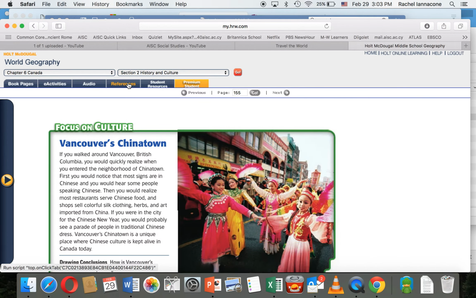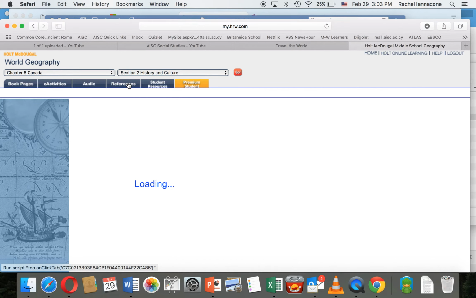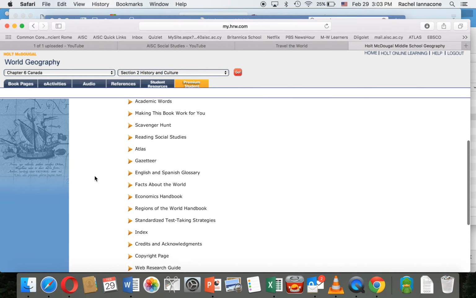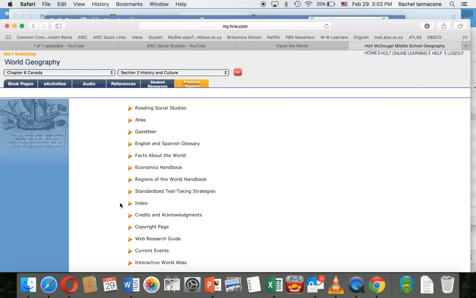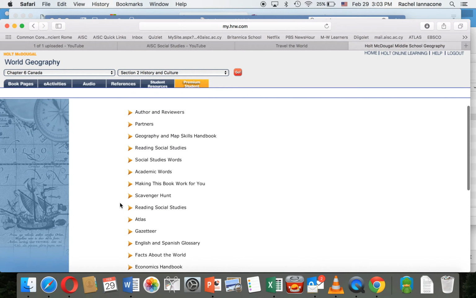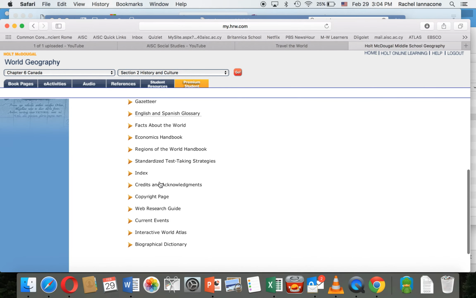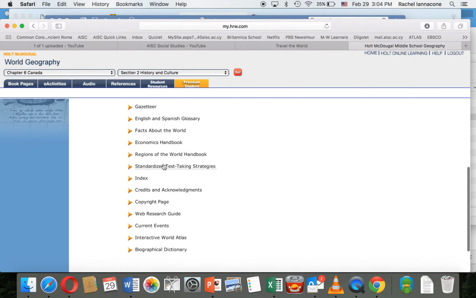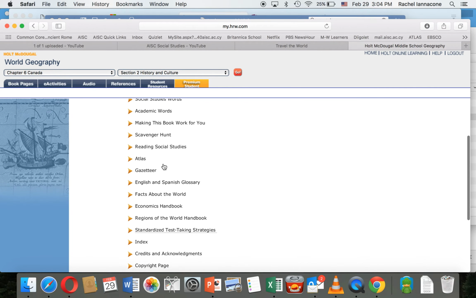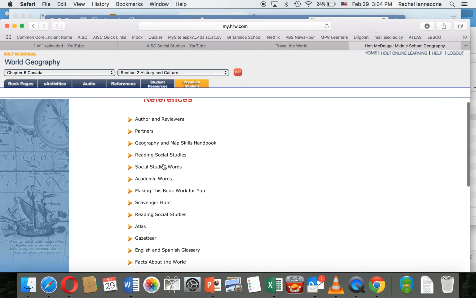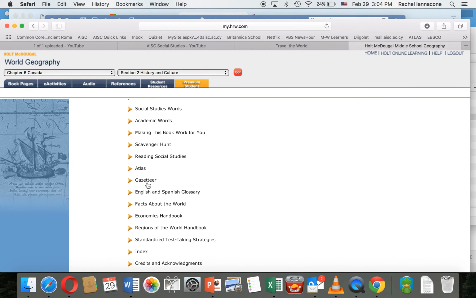Another helpful piece are the references. In the references, for example, we can find the atlas, the index, the glossary, the dictionary, and we're going to visit the index.